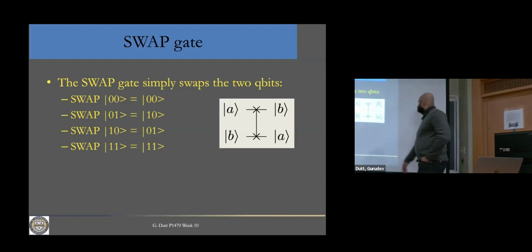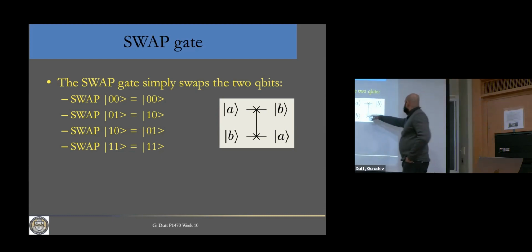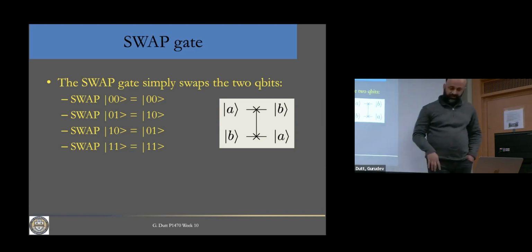The circuit symbol for this is shown here. As you can see, it has this notation, implying that A is going to B and B is going to A. And you can see that also on the outputs. If I take any two bits, A and B, the outputs become swapped, B, A.